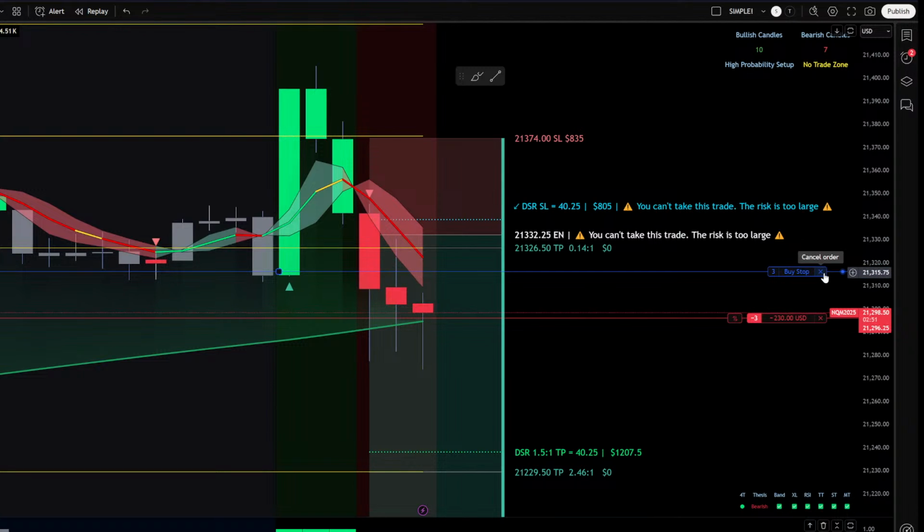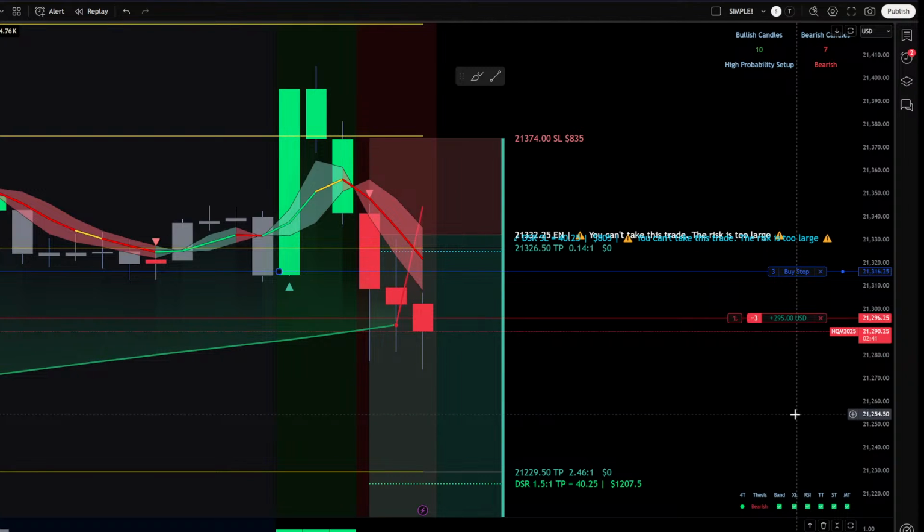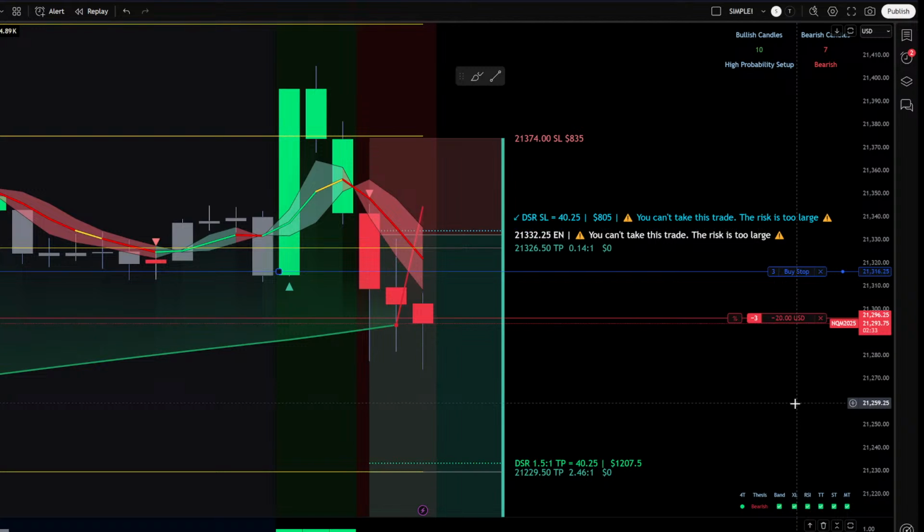Let's see. Candle close. We got a whole 2.5 minutes for candle close, so I'm not too worried about any of this. Okay. I want you guys to allow yourself the patience, right?